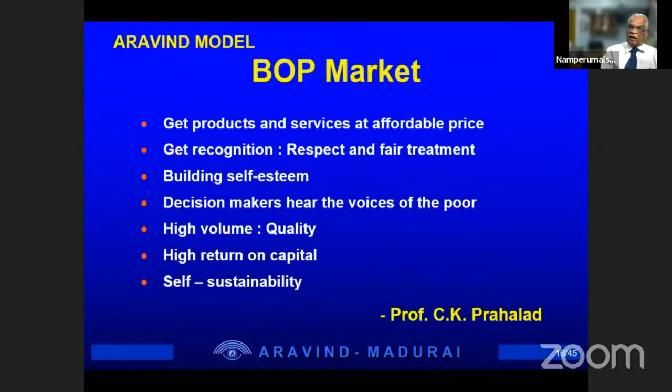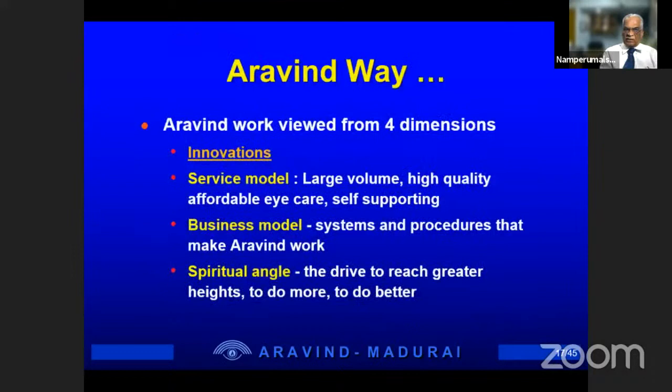Get products and services at an affordable price. This is what I am telling the younger alumni, the younger ophthalmologists, the ophthalmologists of the country: do high volume, but do not compromise the quality. And this pays the capital. This is the basis of our philosophy at Aravind Eye Hospital. The Aravind way is that we constantly go for innovations, a service model of large volume with high quality, a business model. Business is not a bad term. Social marketing, that is what I am saying.